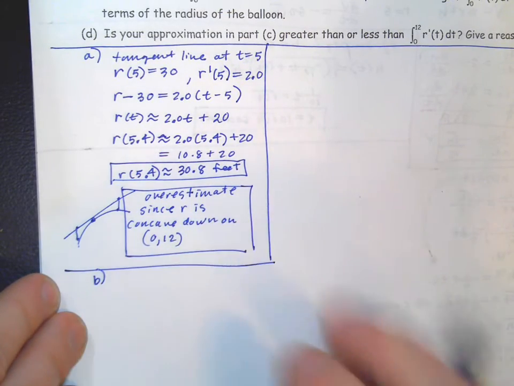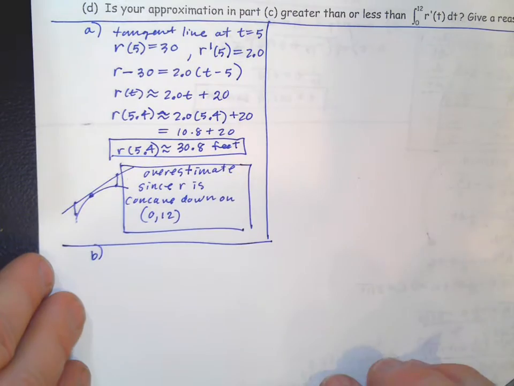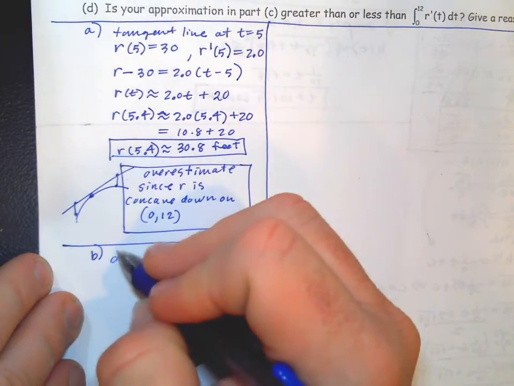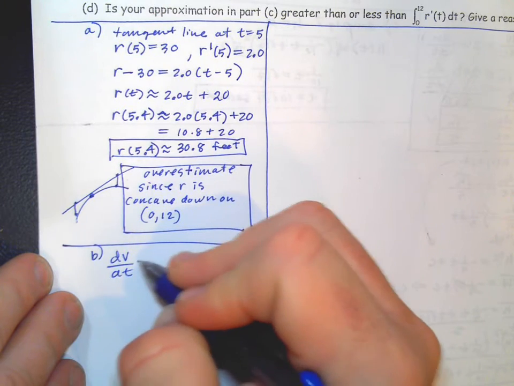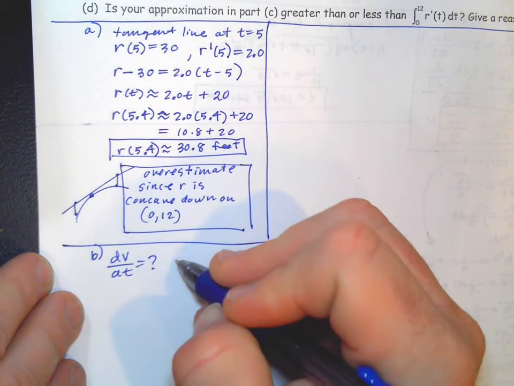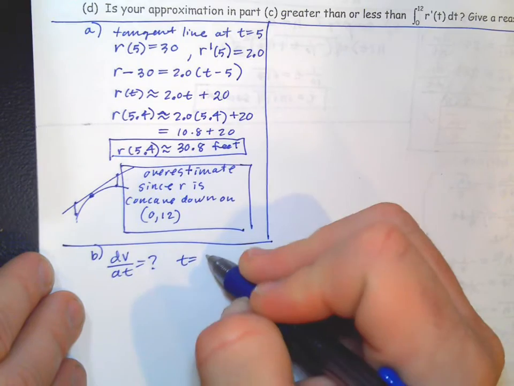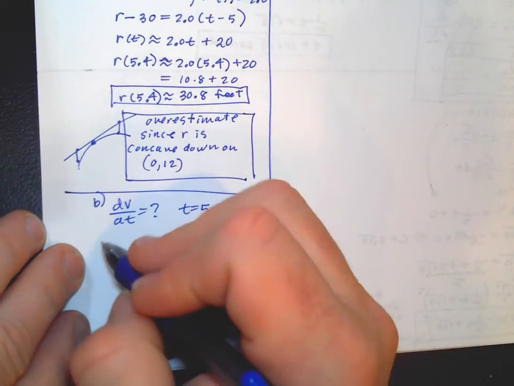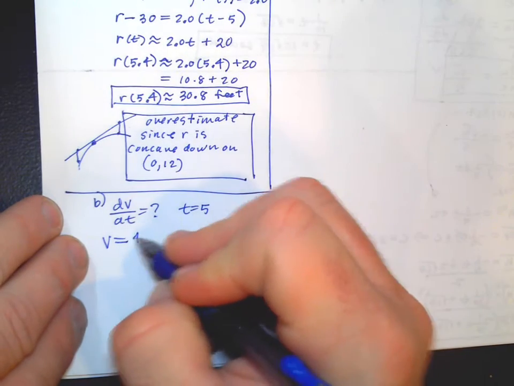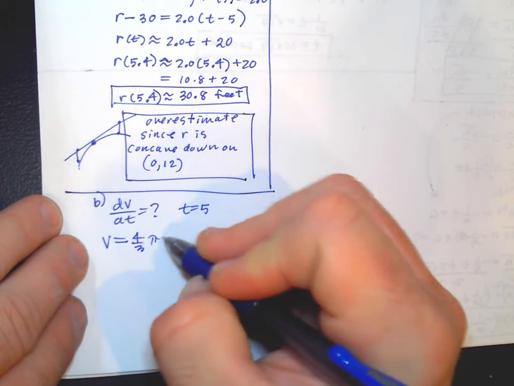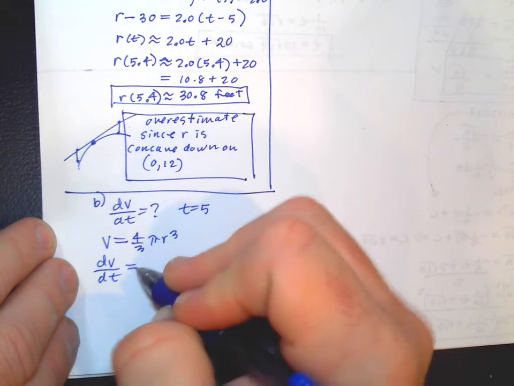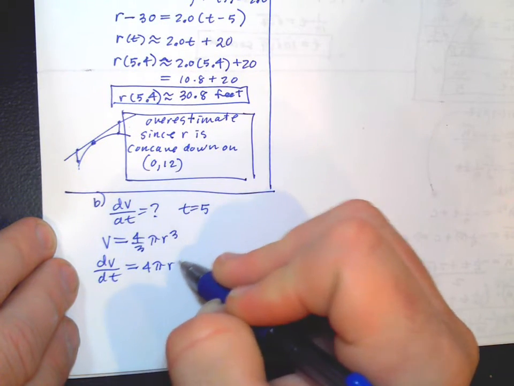Part B says find the rate of change of the volume of the balloon with respect to time when t equals 5, indicating a rate of change of the volume. So we're looking for dV/dt at time 5. We have a volume formula that they actually give us for a sphere, 4/3 pi r cubed. So we need to take the derivative of that implicitly with respect to time, which isn't too bad.